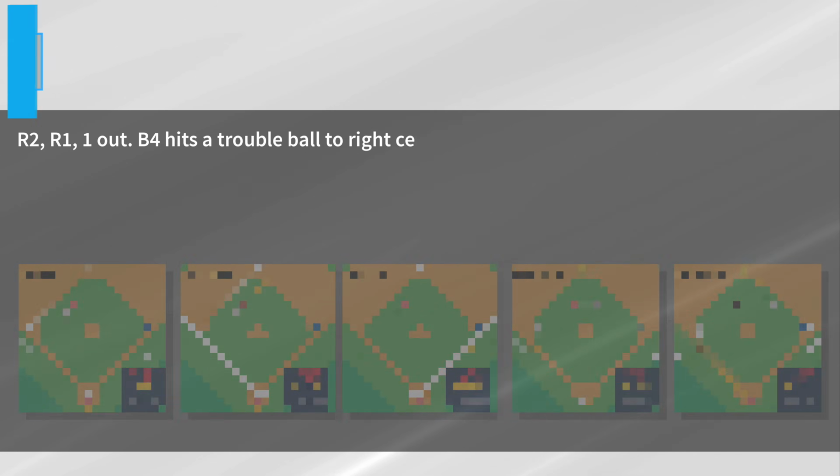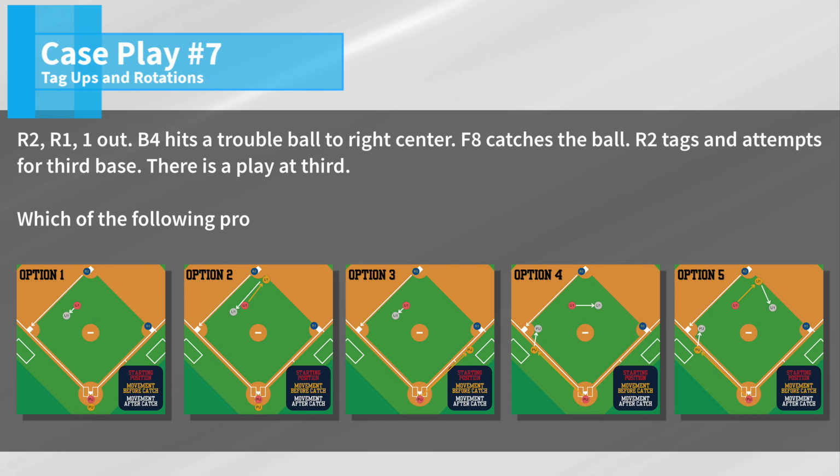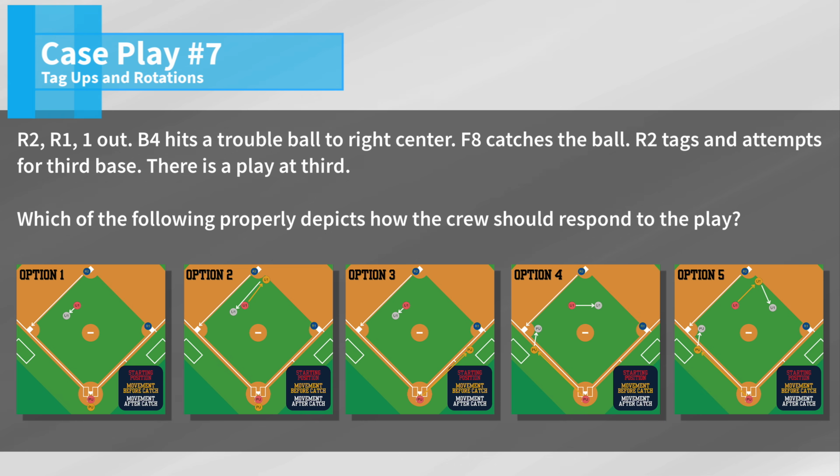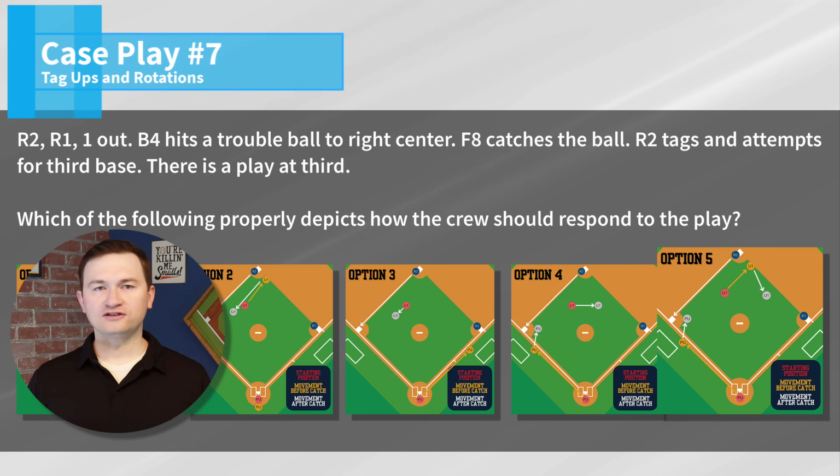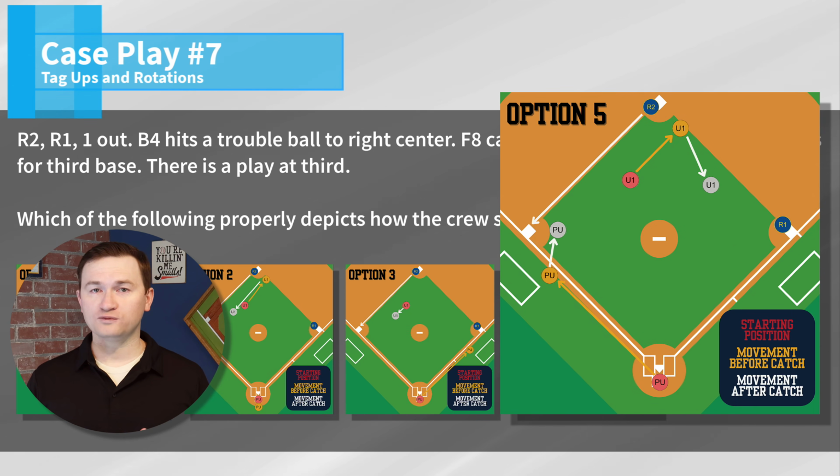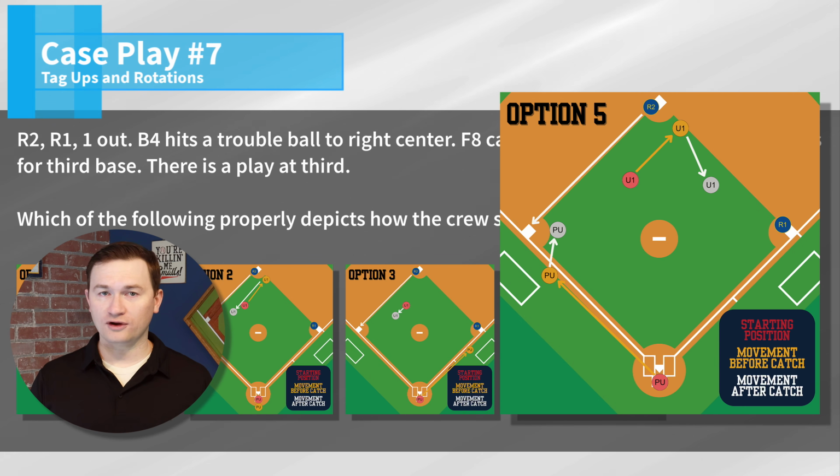Case play number 7. R2, R1, 1 out. B4 hits a trouble ball to right center. F8 catches the ball. R2 tags and attempts for third base, and there's a play at third. Which of the following properly depicts how the crew should respond to the play? The correct answer is option 5. The rotation still occurs because it is not a trouble ball down the right field line. However, because the ball is trouble, the base umpire must prioritize the catch-no-catch before seeing tag-ups at first and second. After the tag-ups and seeing a play develop into third, the base umpire bounces back to R1. The plate umpire rotates up to take the play at third.